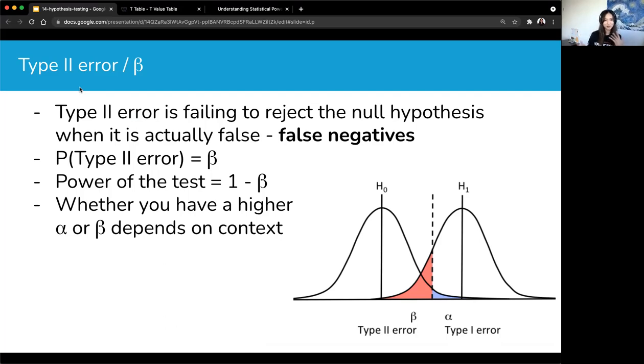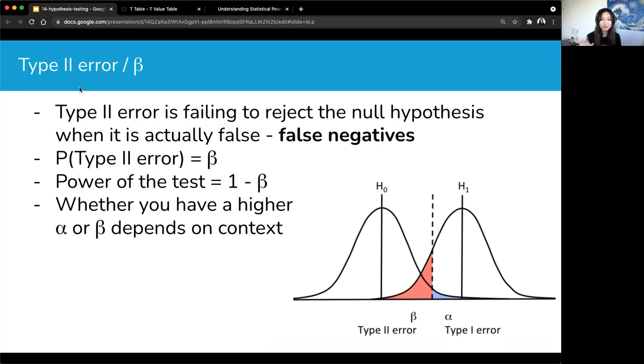For example, if you are investing in Bitcoin and you're using this project to help you choose whether you want to invest or not, it's a lot better if the price goes up when you expected it to go down versus when the price goes down when you expected it to go up. So again, really depending on the context, you might prefer type 1 or type 2 error.